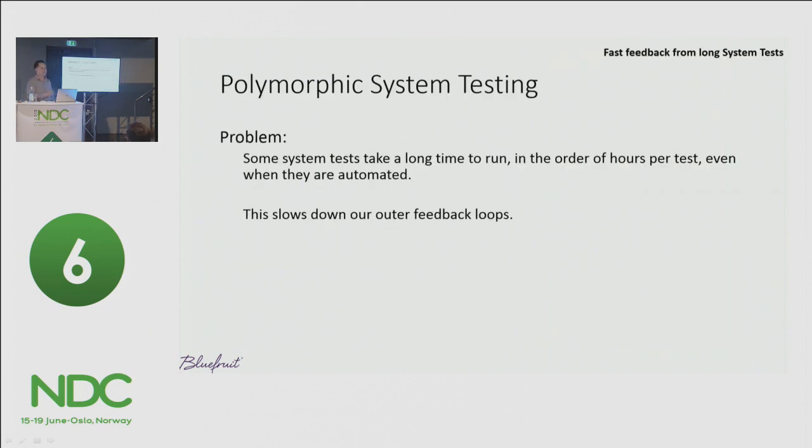We started experimenting with this technique because we had a problem with one of our projects. The project was a system for removing impurities from water, and because of this, it had processes that took hours to run. This had a knock-on effect that when we ran our system tests, they also needed to take hours to run, even if they're automated. So this slowed down some of our outer feedback loops.